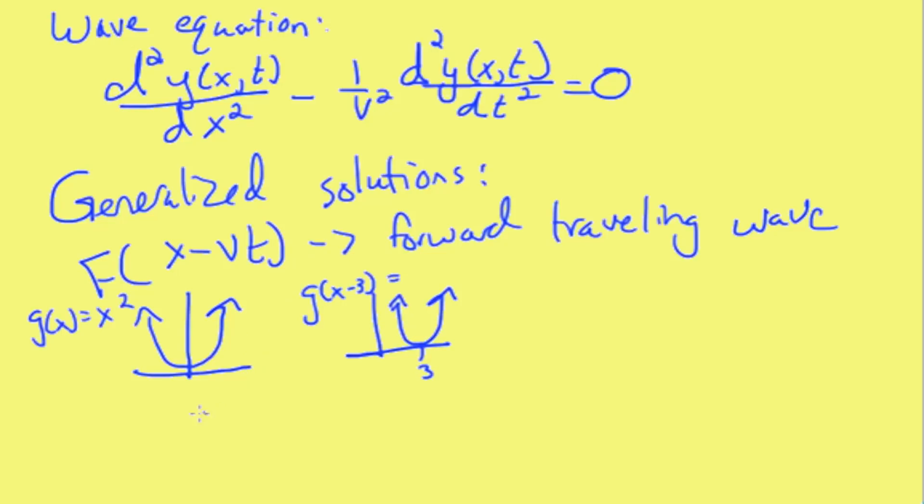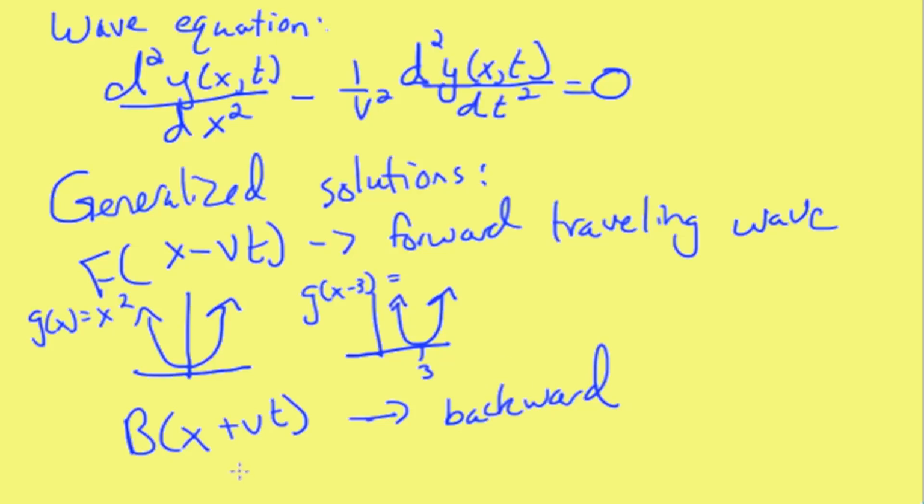So that's what the minus vt is for, and we also can have a backward traveling wave, so it's going to have a plus vt, backward. So this is the wave equation that you use to verify that something is a solution. So what you do is you get an f or b, and you do the differential, so you take the derivative twice with respect to position, the derivative twice with respect to time, you multiply by 1 over the velocity squared, and if it equals 0, it's a solution.